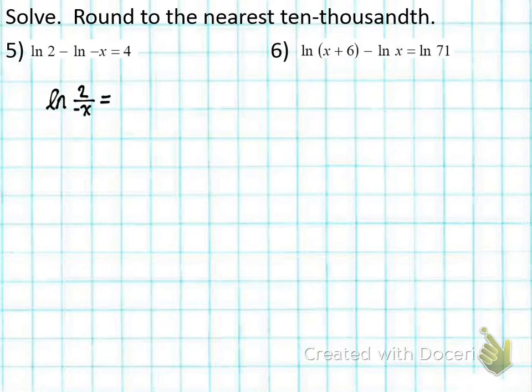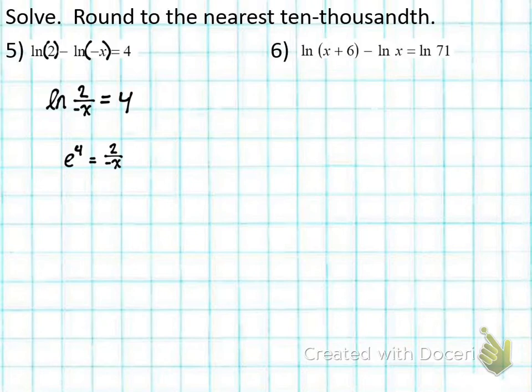Is equal to 4. If you get a little confused with all the negative signs, all you have to do is put parentheses around what's after the natural log. It kind of helps me out when I do it, okay? Then the natural log is already isolated, so it's going to be e to the 4th is equal to 2 over negative x.